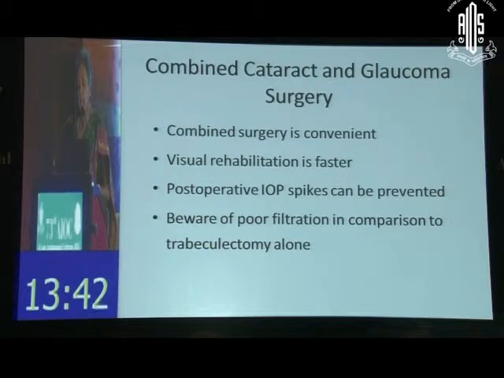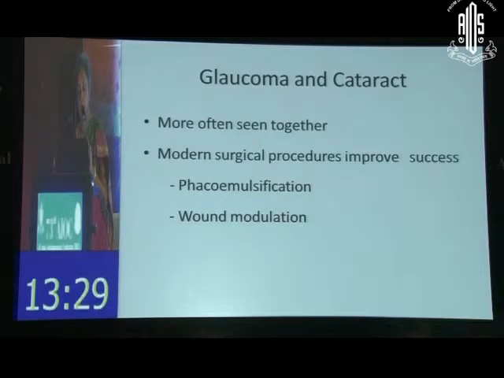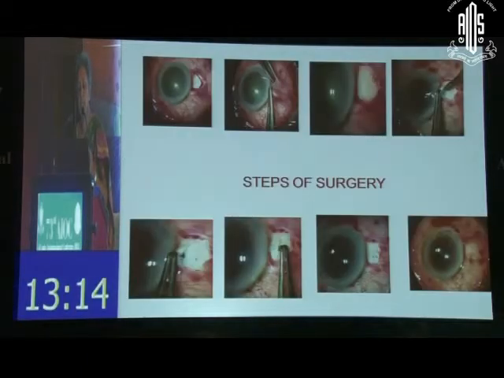Combined surgery is convenient, visual rehabilitation is faster, and postoperative IOP spikes can be prevented, but remember the filtration that you get with the combined surgery may not be as effective as trabeculectomy alone. And as I mentioned, they are more often seen together, so modern surgical procedures improve the success rate, especially phacoemulsification. Phacoemulsification with wound modulation has improved the surgical success rate.